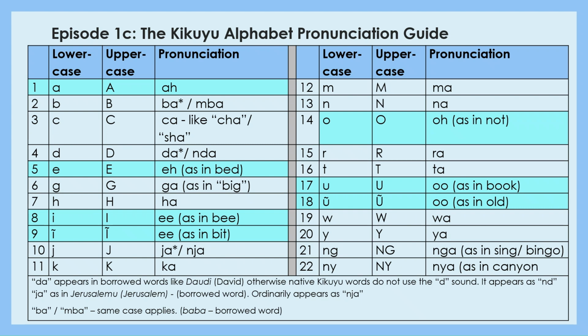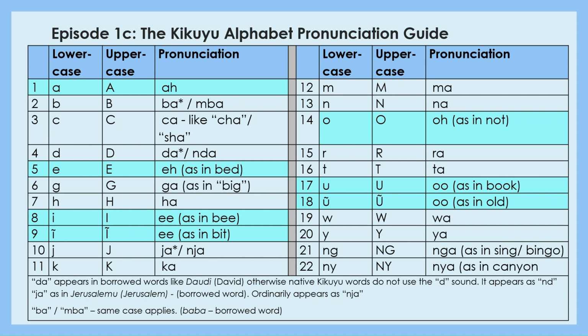Then the next consonant is pronounced da. Again, it has an asterisk because it's either da or nda. Now, da doesn't appear in original Kikuyu alone, especially at the beginning of a word. It occurs mainly in borrowed words when it is alone. You almost always find it as nda, with a prenasalized sound in front of the da.